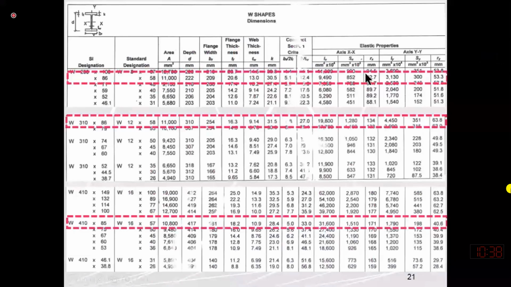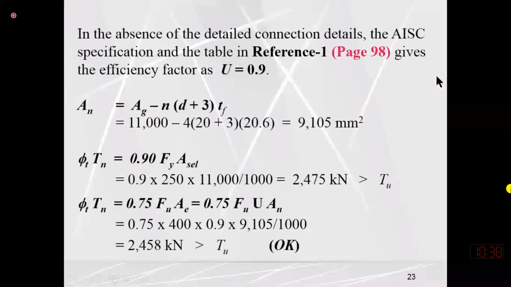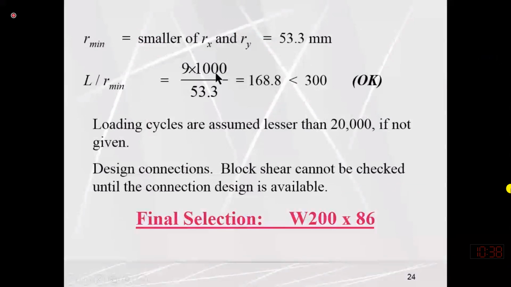The length of the member is given as 9 meters. We multiply by 1000 to convert into millimeter and divide by r minimum. So the slenderness ratio comes to 168.8, which is less than 300. It is okay. So when we check the capacity, we need to check the capacity in yielding and rupture. Along with that, we also need to satisfy the stability criteria, meaning the slenderness ratio criteria, and the b minimum criteria.